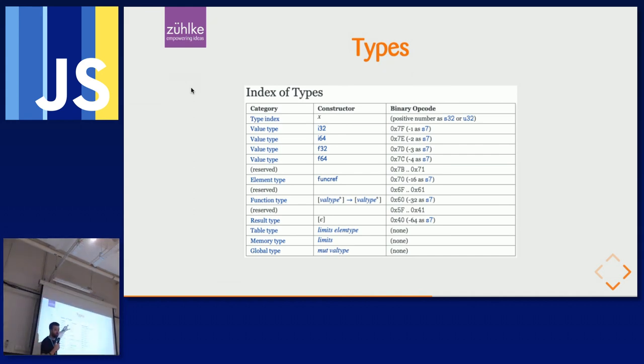WebAssembly basically has these four types, or these five types. We have integers, 32 and 64 bits. We have floats, 32 and 64 bits, and we have function refs. And this is pretty much all we can actually use for the first couple of exercises. We will basically be sending integers forth and back. So that's kind of a limitation, but this is being worked on too.